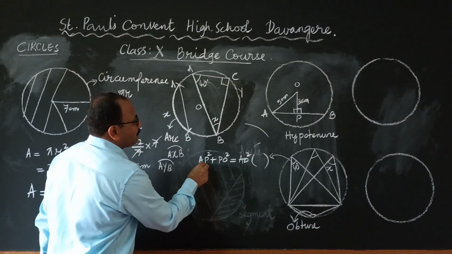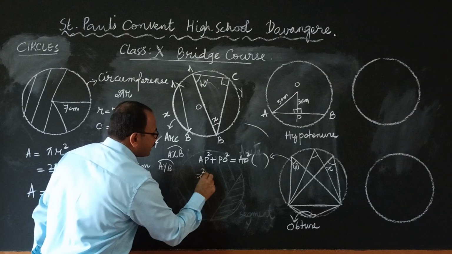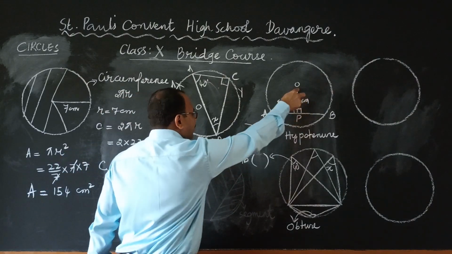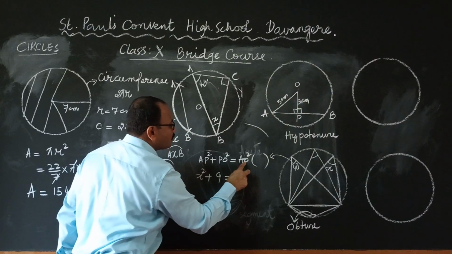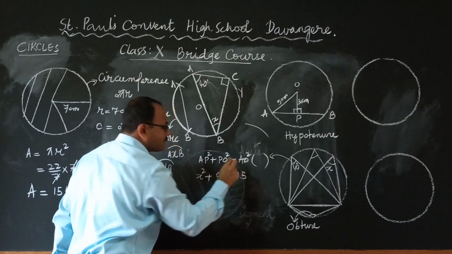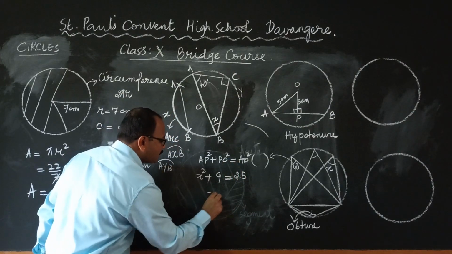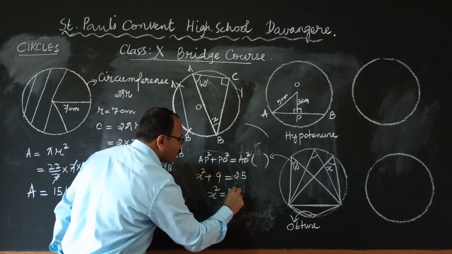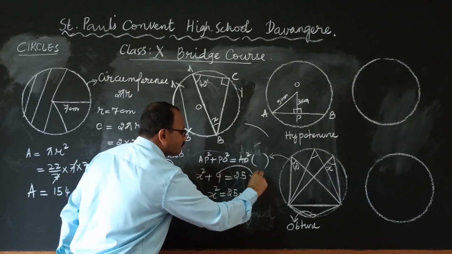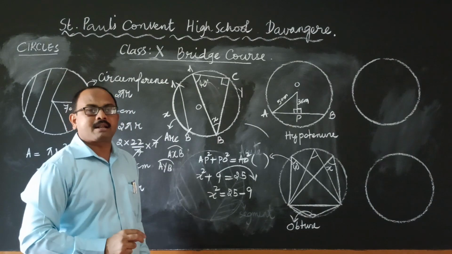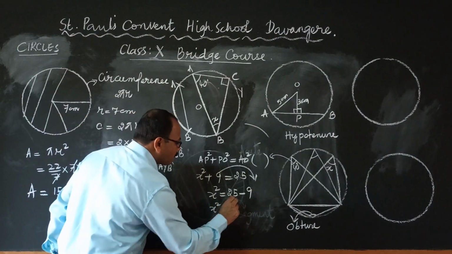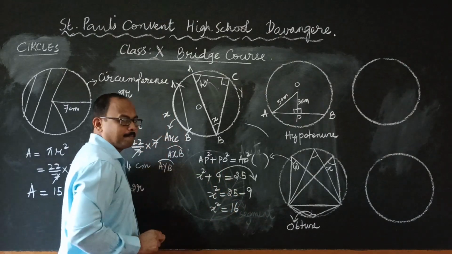Let me substitute. AB square we do not know, so X square. PO square is 3, 3 square becomes 9, is equal to AO square. This is 5, 5 square becomes 25, children. Therefore, X square will be equal to 25 minus 9 because of transposition. When a term gets transposed, its sign changes. X square is equal to 16.